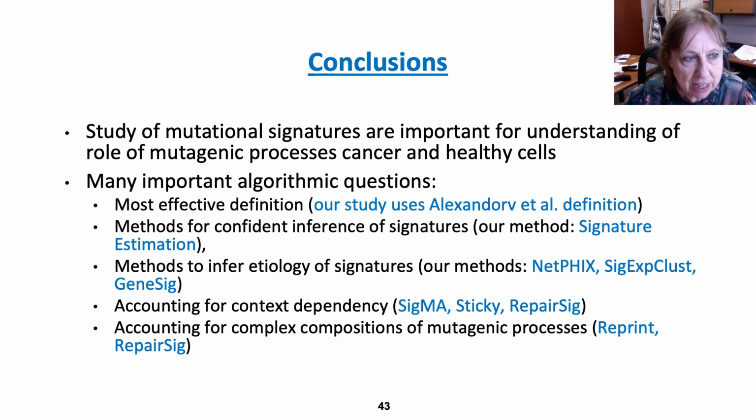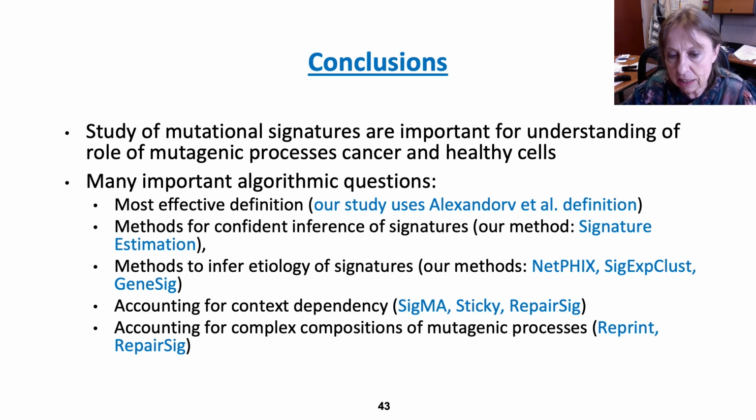I hope I convinced you that the study of mutational signatures is important for understanding the role of mutagenic processes in cancer and healthy cells. I hope I've been able to convince you that there is a really great number of very interesting algorithmic questions related to this particular area. Some of them are related to what is the best way of defining mutational signatures. We use the study based on one such definition, but that's not necessarily the only one.